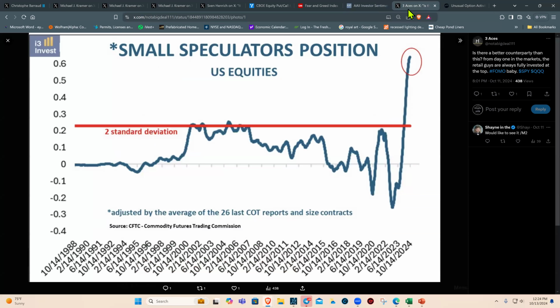And then finally, this is small speculators, also known as retail. You can see just how dramatic, when this is the two standard deviation range, the so-called least informed, least educated group of investors within the market are feeling right now and betting.